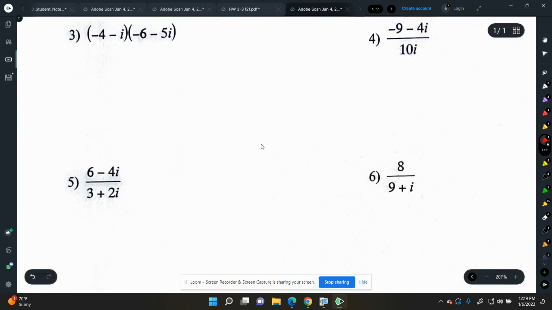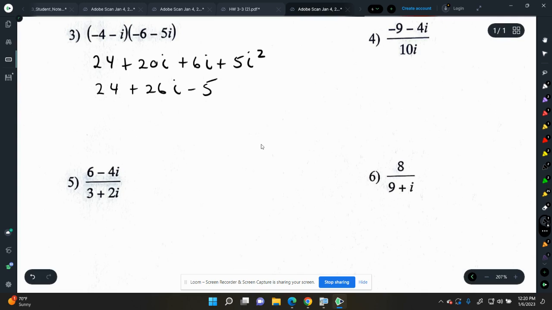All right, number 3. Stop me if we're having trouble because you have a quiz following this. So you've got to ask the questions now, not during the quiz, right? Okay, distributing, we get positive 24 plus 20i plus 6i plus 5i squared. So that's 24 plus 26i minus 5. So that is 19 plus 26i.